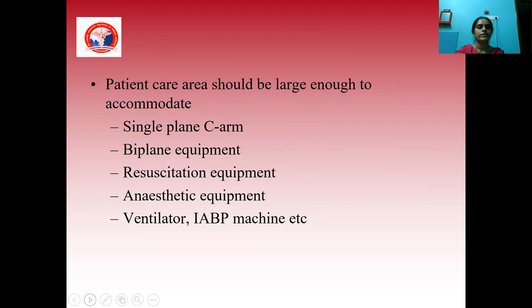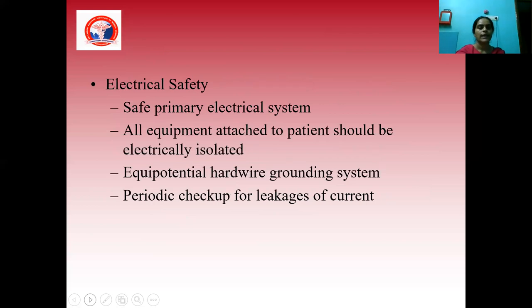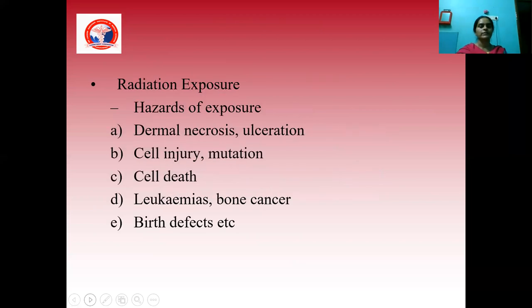The patient care area should be large enough to accommodate a single plane arm, biplane arm, resuscitation equipment, anesthetic equipment, ventilator, and IABP machines, etc. For electrical safety, a safe primary electrical system should be present. All equipment attached to the patient should be electrically isolated. An equipotential hardware grounding system should be present, with periodic checks for current leakage.